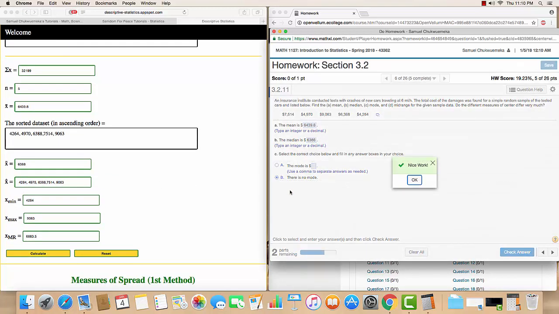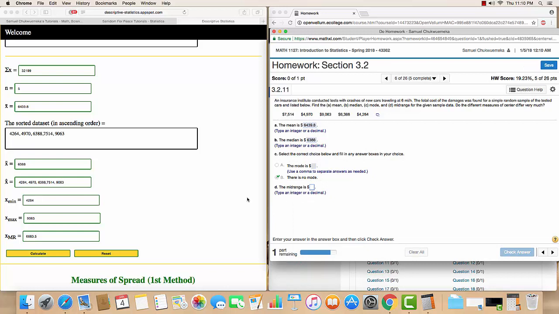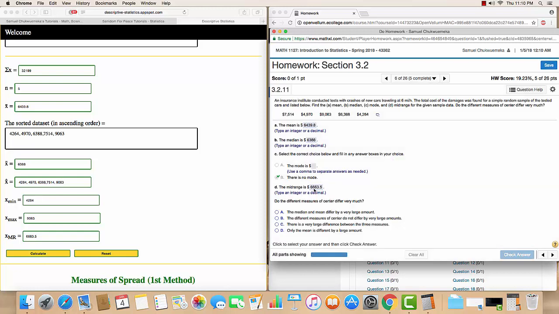There's no mode. Okay. The mid range is 6663.5. Okay. I'm sorry, but I think I'll redo this question because I don't like what I just said. For some reason, I don't know why I said it. I don't like what I just said. So I'm going to redo this question.